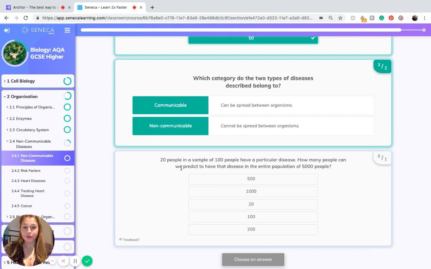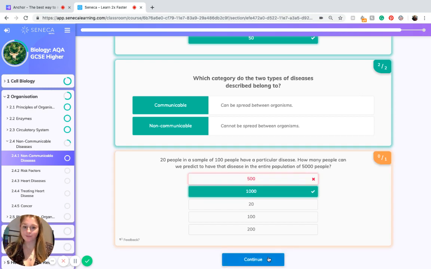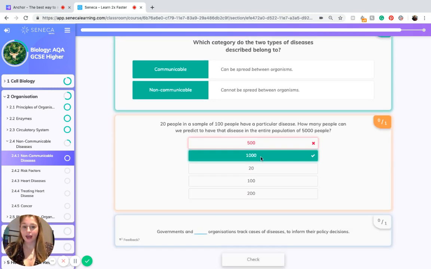Let's do another practice of those sample tests. So we've got 20 people with a particular disease in a sample of 100 people overall. So that would be 20% of that population have the disease. So how many people can we predict would have the disease in the entire population of 5,000? So we want 20% of 5,000. This could be done by timesing 0.2 times 5,000. And this would be 1,000, as 0.2 times 5,000 is 1,000.